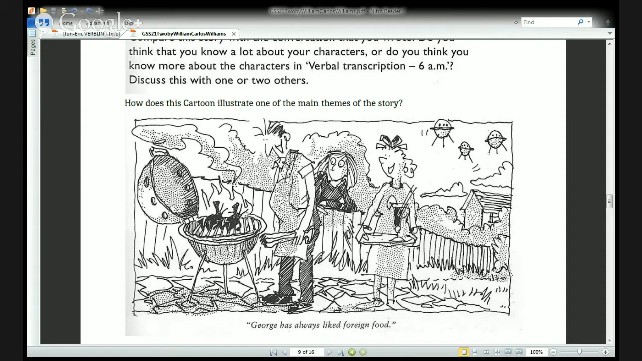We're only talking about this one story. Who wrote it down? It's verbal transcription, so who did the transcription? Not the wife. Who did it? William Carlos Williams, obviously. The doctor, right? Yes. These are the notes of a doctor.